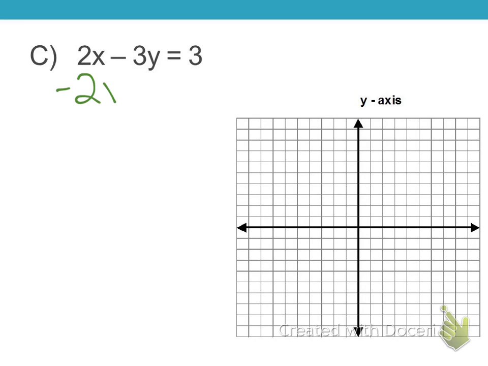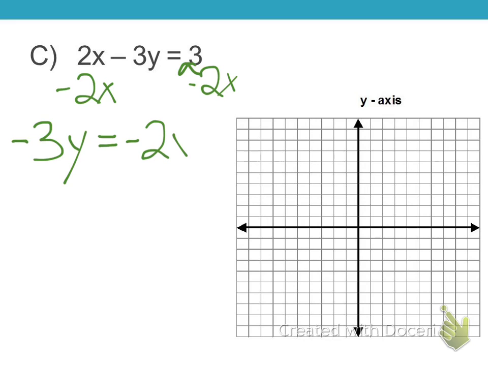Subtract 2x. Don't forget that negative is still with the 3, so negative 3y equals, I'm going to sneak it right up in there. Remember, I want the x. And then plus 3 or minus 3? Plus. The 3 is still positive.